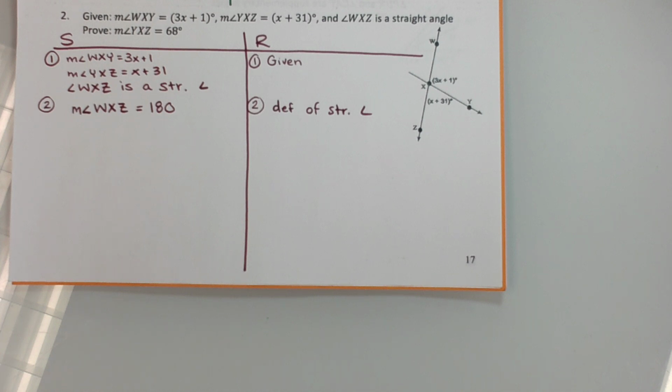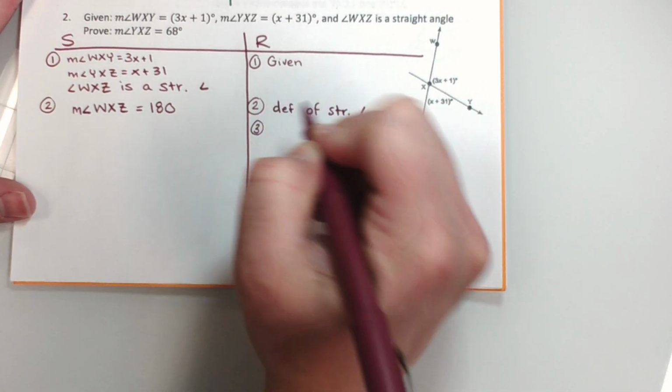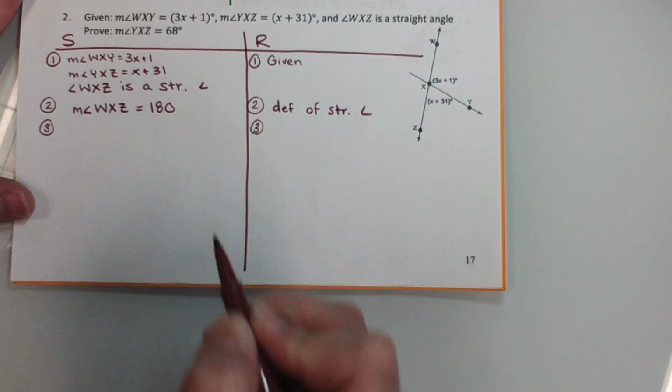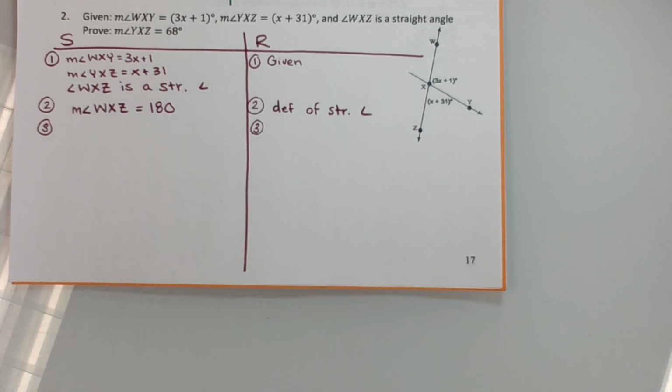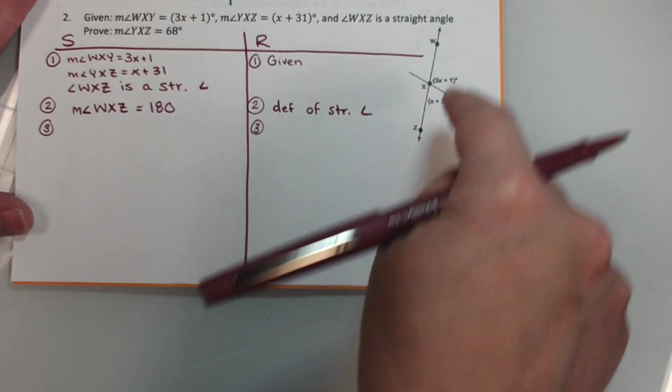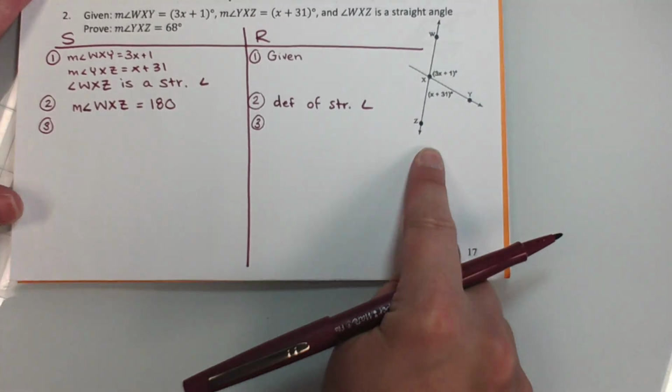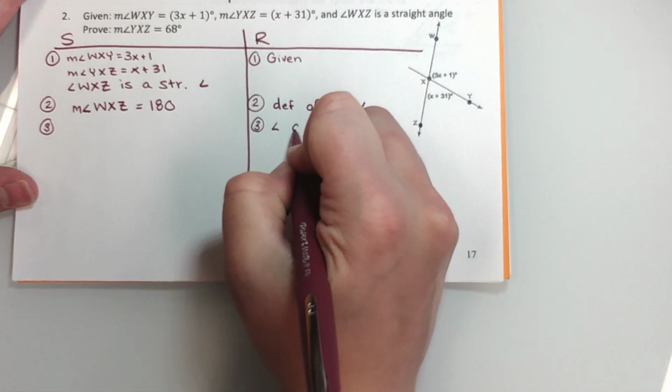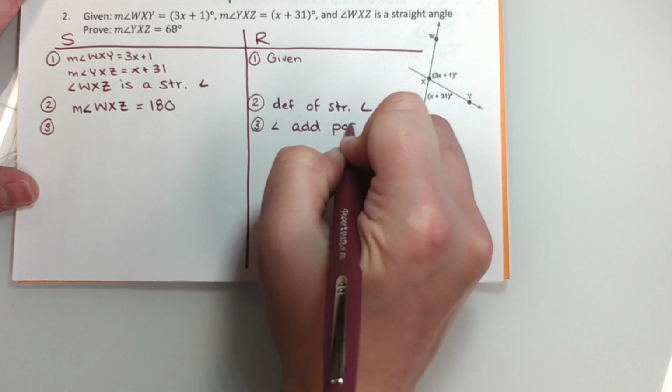Ava, what would you like me to do next? Angle addition postulate, because we don't have words, we don't have symbols, we cannot substitute or do transitive property, nor can we do algebra. So we looked at the picture, and I see two angles right next to one another. Angle, add, post.